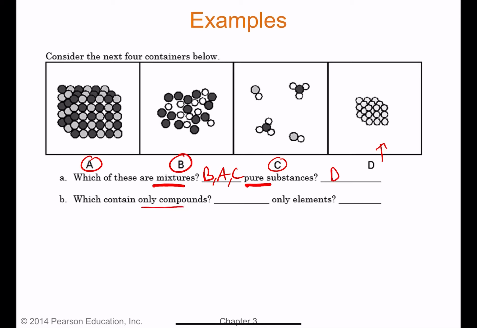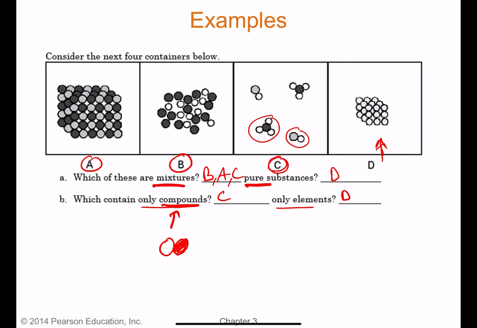Which contains only compounds and which contains only elements? So I would certainly put C under only compounds because all of the particles being drawn, the individual circles within each particle are a different color, so that implies it's a compound. D, because all of the circles are the same shading, looks like it's an element. Now compounds, remember, it's two different elements chemically bonded together.